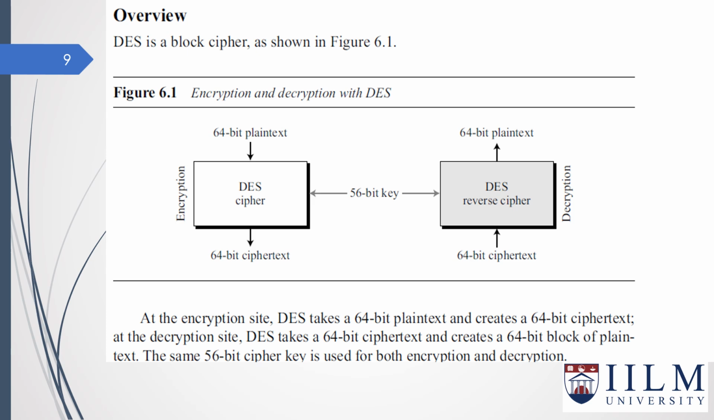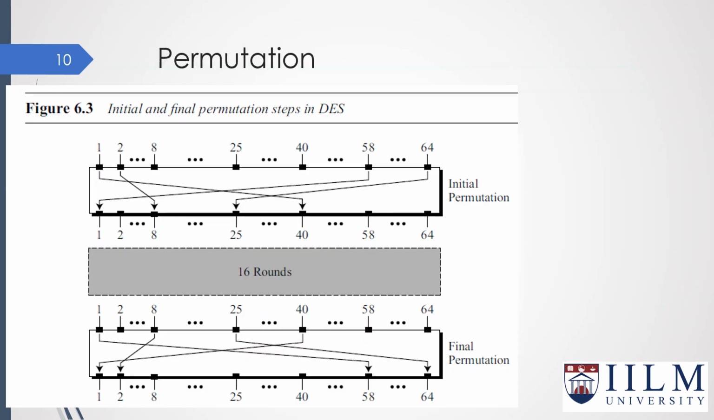That's the first part, how DES works. 64 bits come inside the DES cipher and come out as encrypted ciphertext, with a 56-bit key on both sides. This is the normal overview of a DES block cipher. Moving to the permutation part, how does the initial permutation occur? We are inputting a 64-bit block into the algorithm, with bits numbered from 1 to 64.